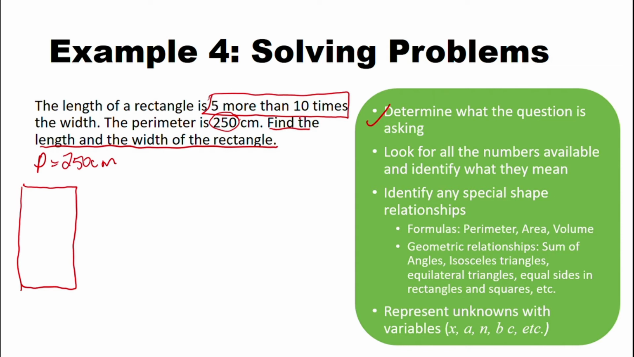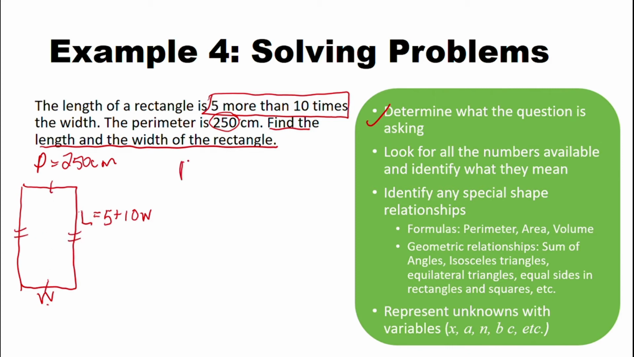5 more than 10 times the width. That's the length. So let's say this is the length and this is the width. And that says that the length of a rectangle is 5 more than 10 times the width. So if the width is W, then length would be 5 more than 10 times W. Okay, I can do that, and I know that these are equal.